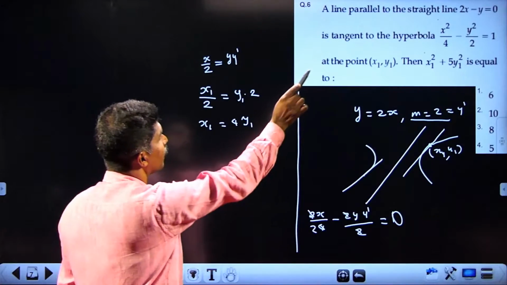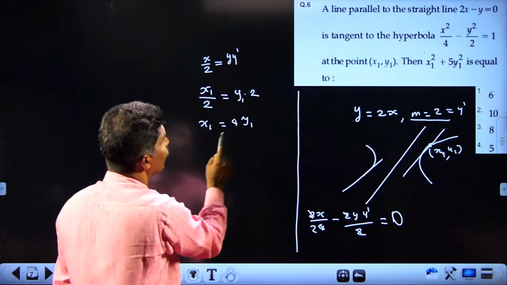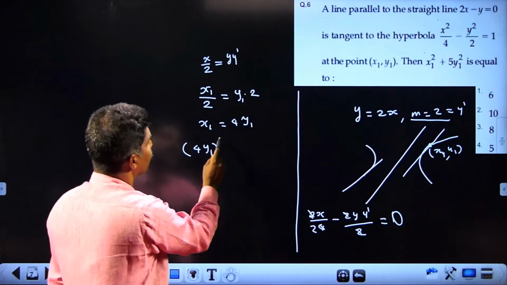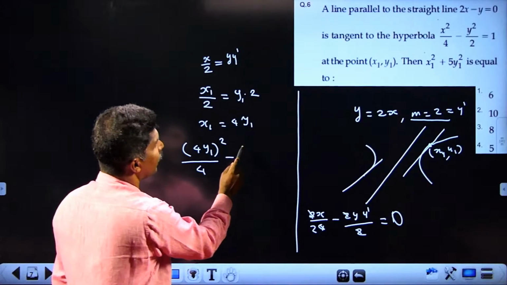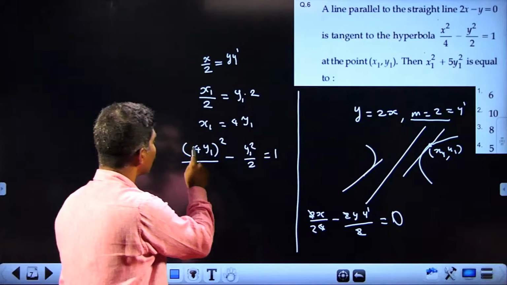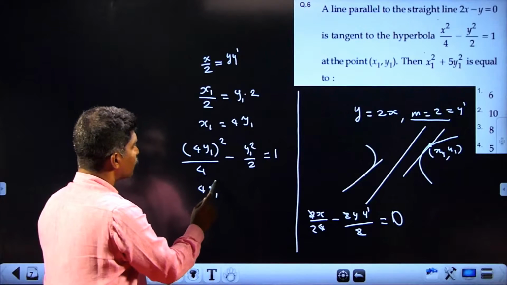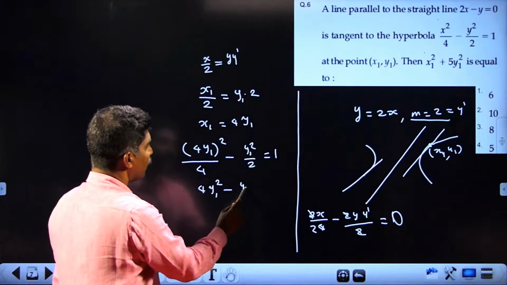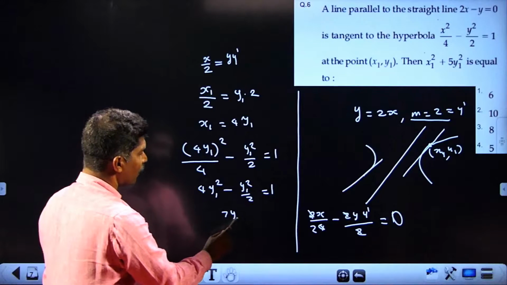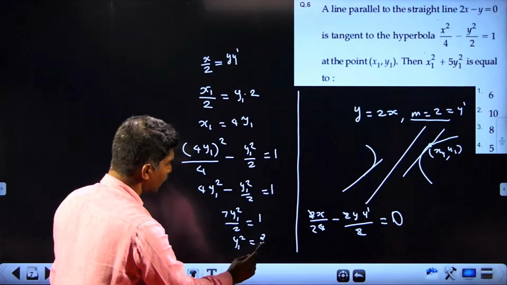Substituting, instead of x1 we will write 4y1. So 4y1 whole square divided by 4 minus y1 square divided by 2 is equal to 1. Solving, 4 square is 16, and 16 and 4 cancel, leaving 4y1 square minus y1 square by 2 is equal to 1. So 8 minus 1 is 7, giving 7y1 square divided by 2 is equal to 1. So y1 square is equal to 2 by 7.